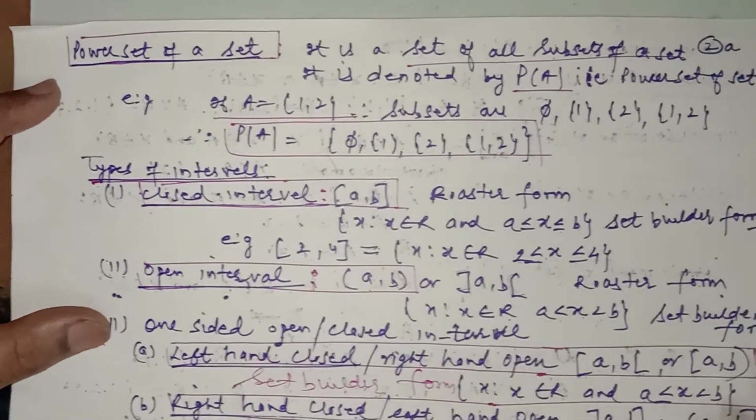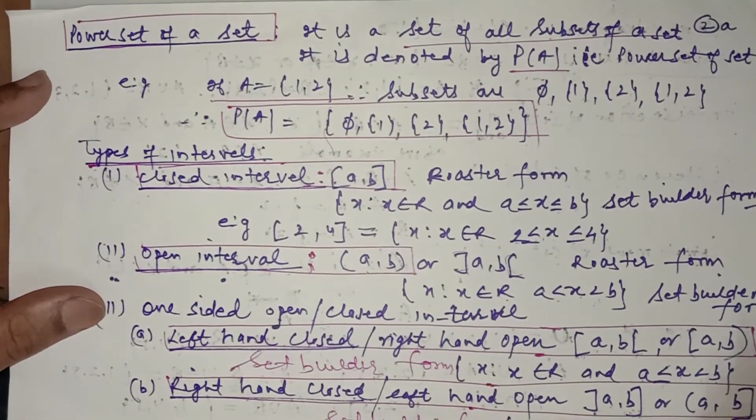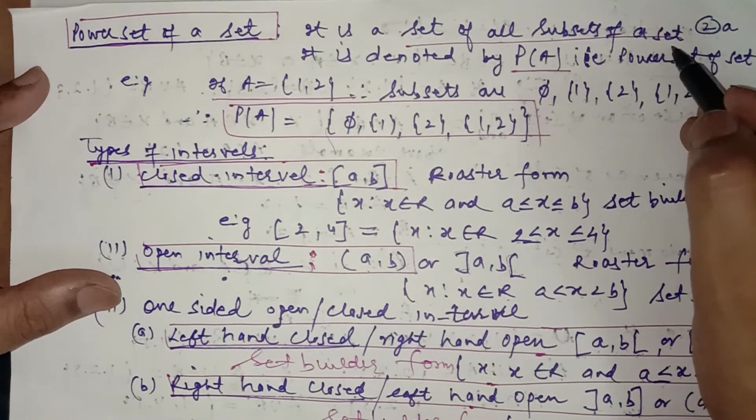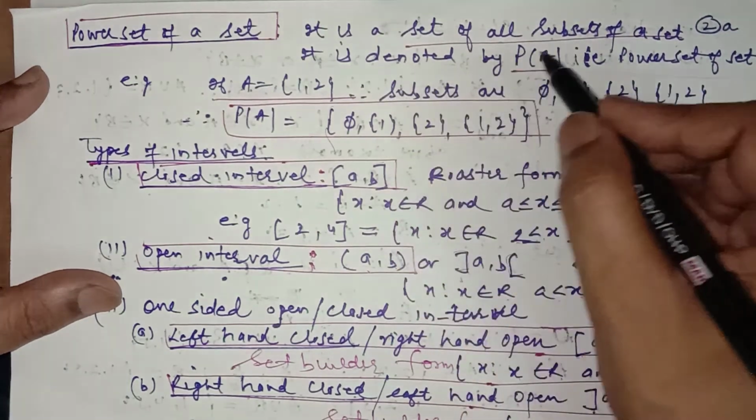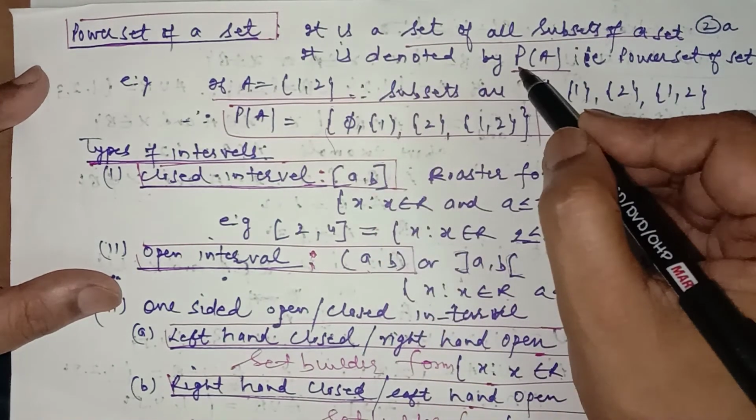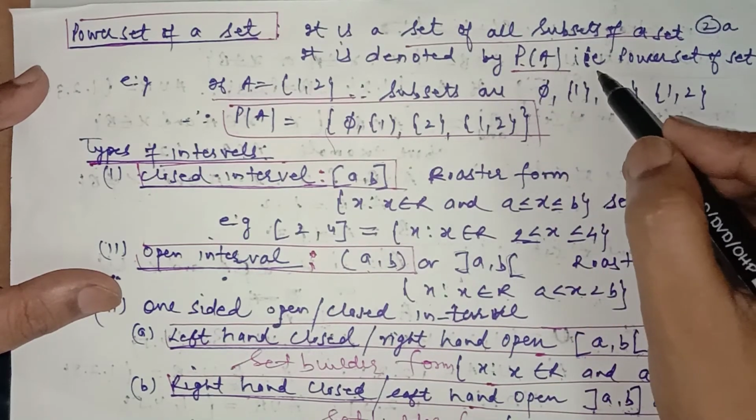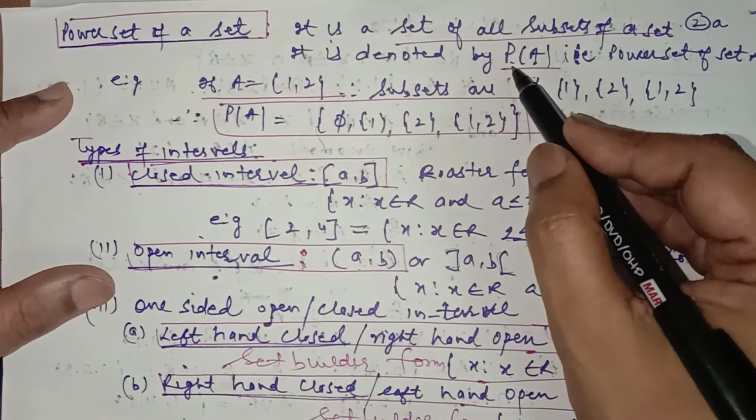Now, after that, we have the power set of a set. What is the power set of a set? It is a simple definition. It is the set of all the subsets of a set. It is denoted by capital P and, in brackets, A, meaning the power set of A. That is, the power set of set A is denoted by this.